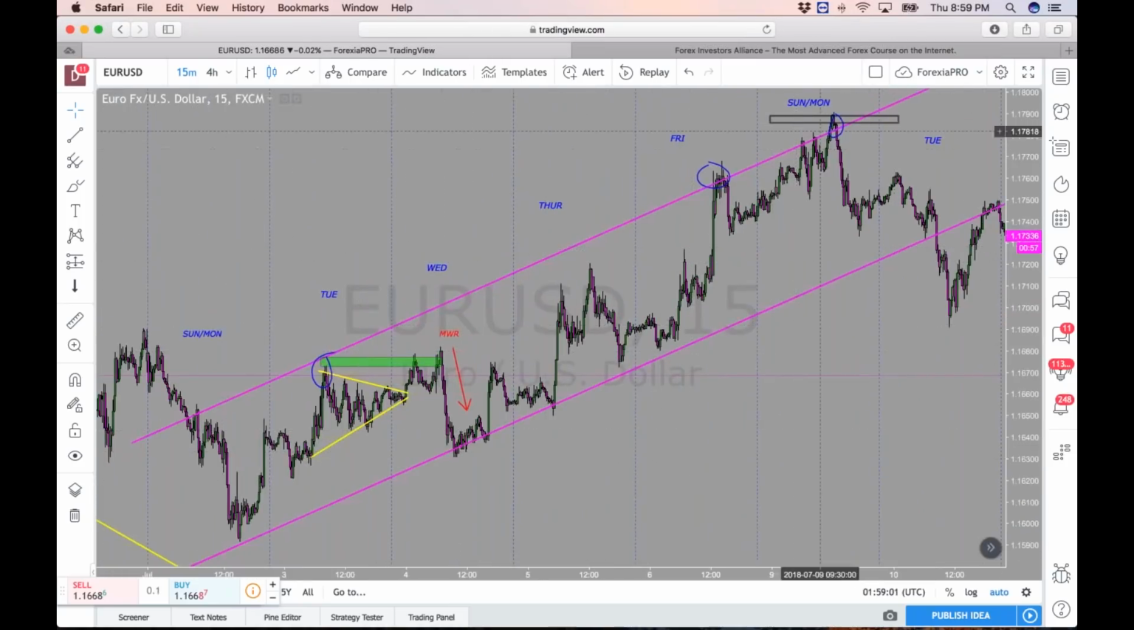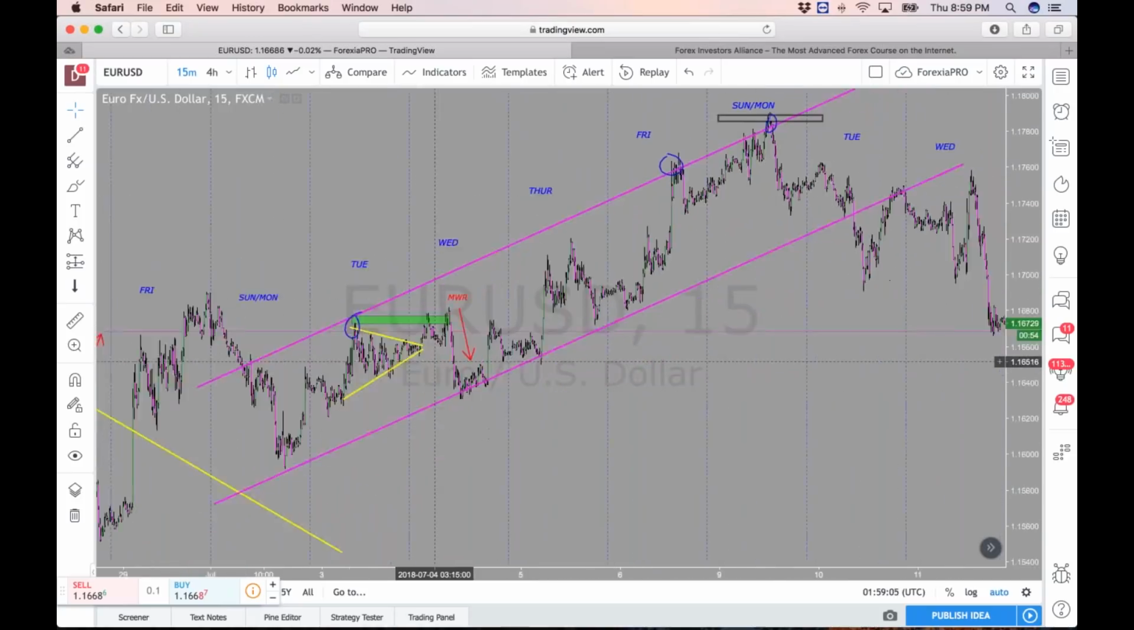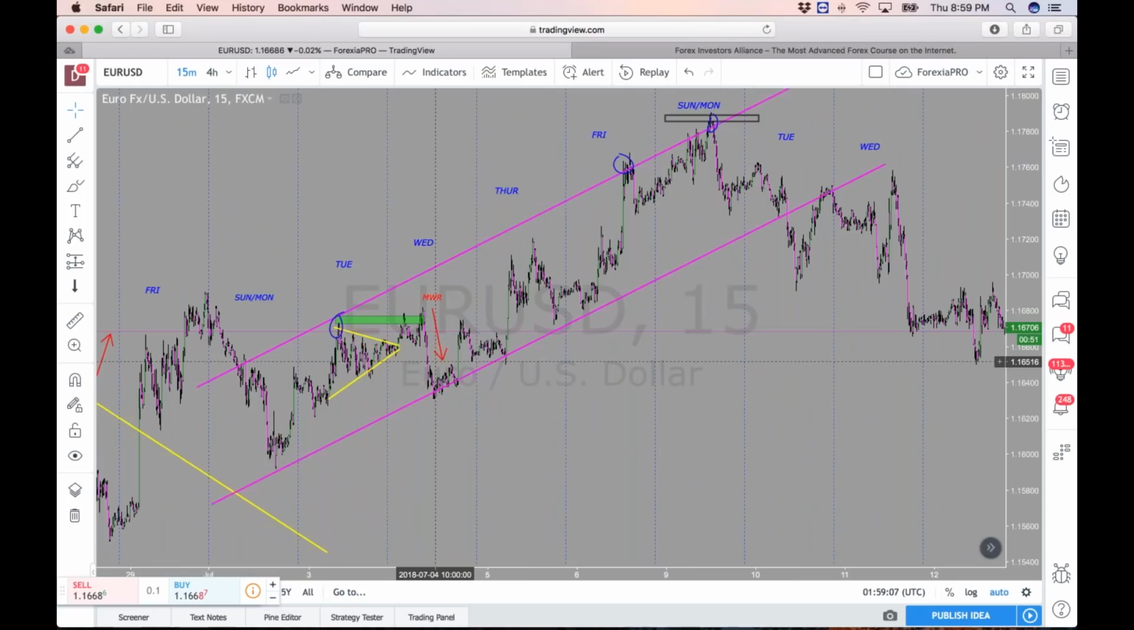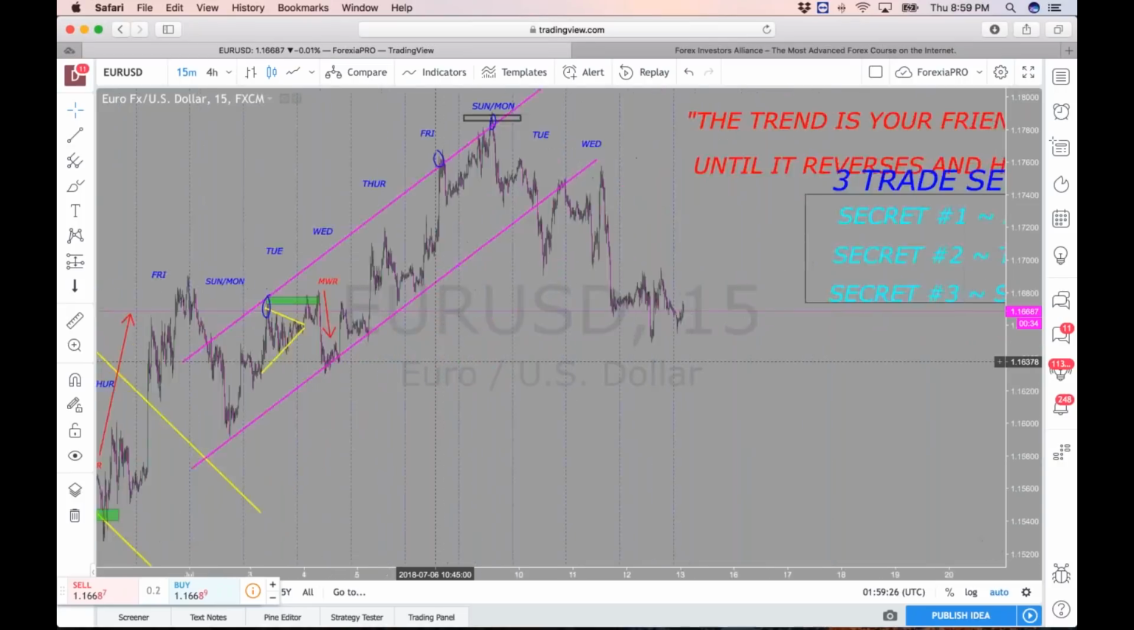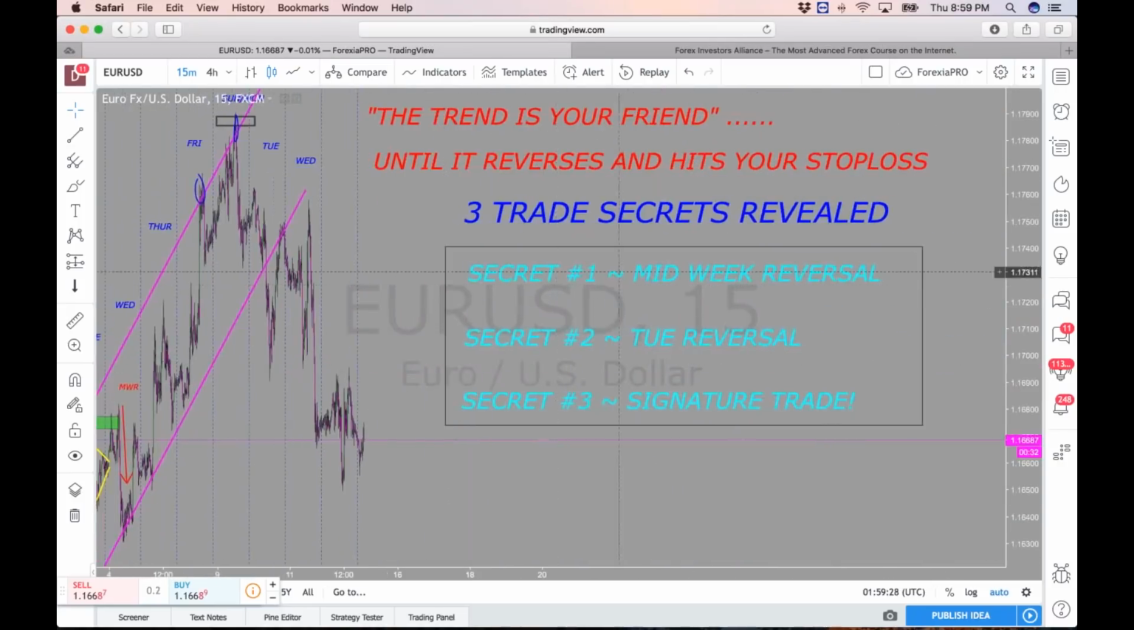Price is moving in a trend, but price is moving in a trend for a reason. And there is a structure behind the movement of a trend. There is a cycle, and there are days of the week in which reversals must occur to form that trend, okay? Secret 1 we're going over is the midweek reversal.